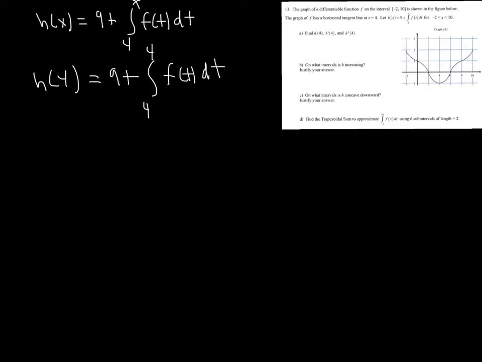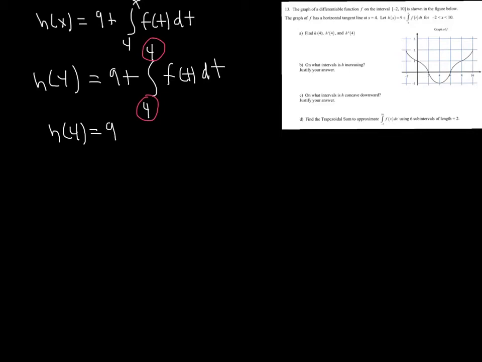And you're looking at the graph and you're saying, wow, I don't know how to find the area under the curve because it's not lines, it's not semicircles. But hey, it doesn't matter here because anytime you are integrating from a number to the same number, that area is 0, and that ends up being 9. So h of 4 simply equals 9.